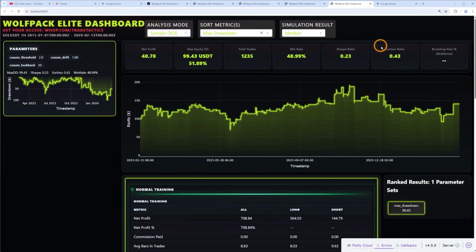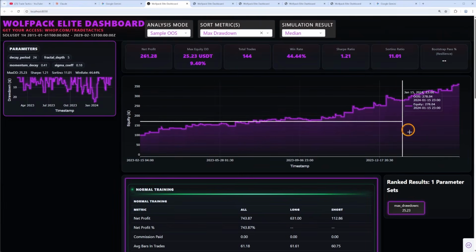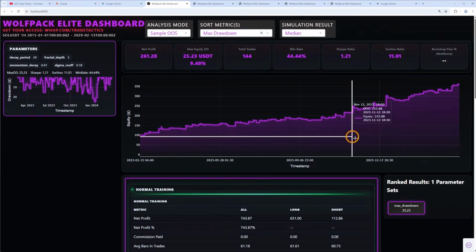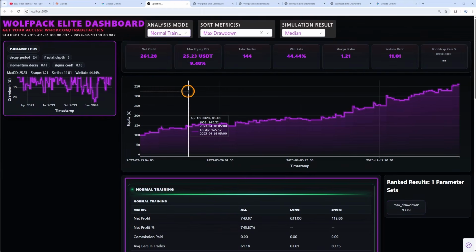So let's go to our God tier strategy. This is the one that we got, and this is our winner of the day. I'm going to show you first. This is actually out of sample. So this is the one that Claude did not look at and the engine could not look at. That's how I know that this is a clear winner with this strategy. Fractal depth 5, decay period 24. It picked these parameters on the training data. So let's go look at the training data.